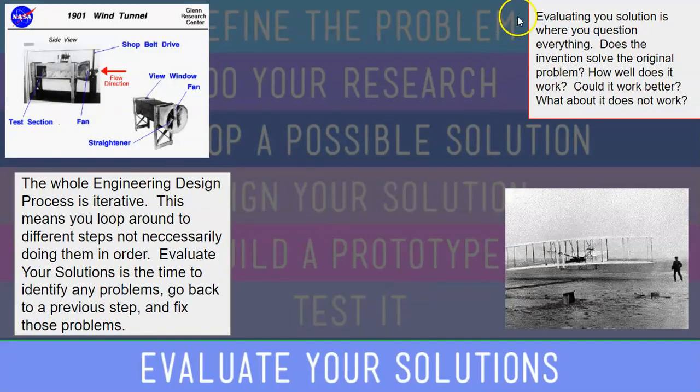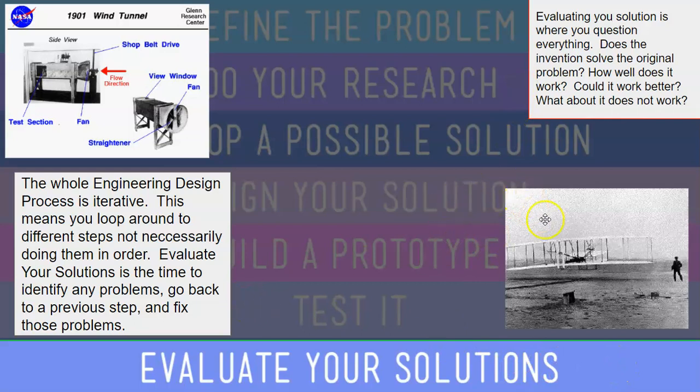Evaluate your solution is the last step in the engineering design process. Evaluating your solution is where you question everything. Questioning everything is important here. Does the invention solve the original problem? How well does it work? Could it work better? What about it does not work?